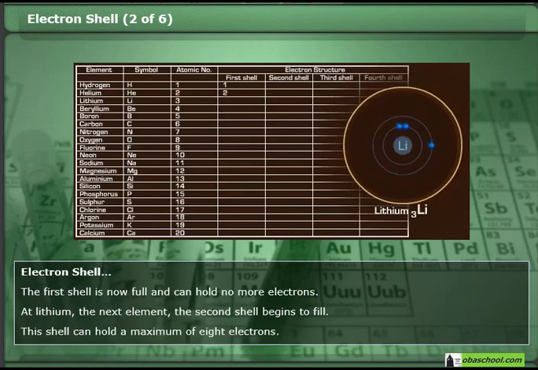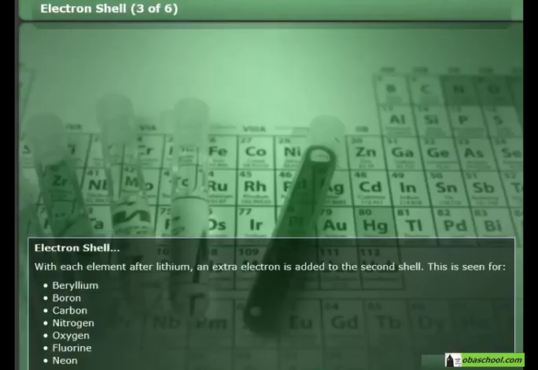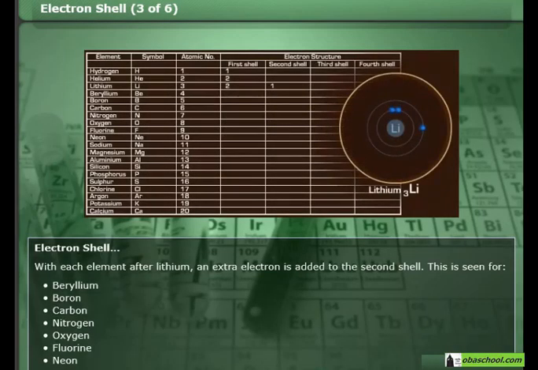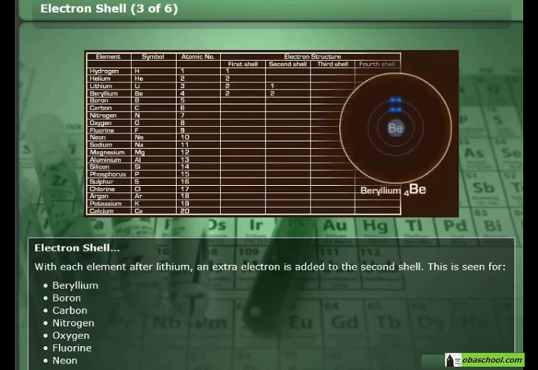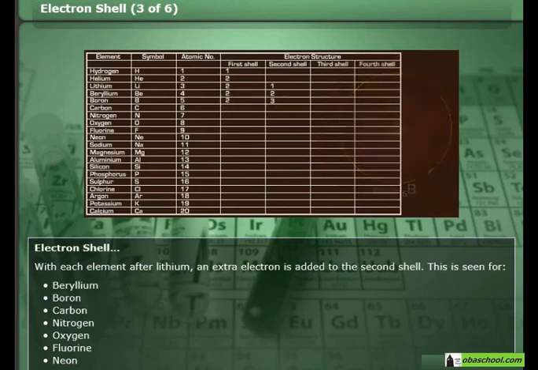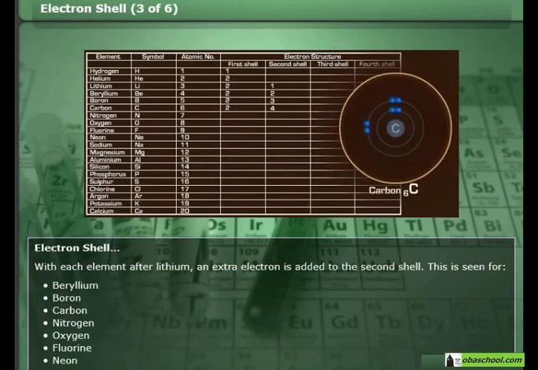At lithium, the next element, the second shell begins to fill. This shell can hold a maximum of 8 electrons. At neon, the second shell is now full and can hold no more electrons. The next element is sodium, and here the third shell begins to fill. The third shell can also hold a maximum of 8 electrons.